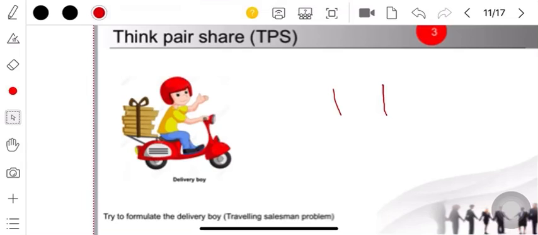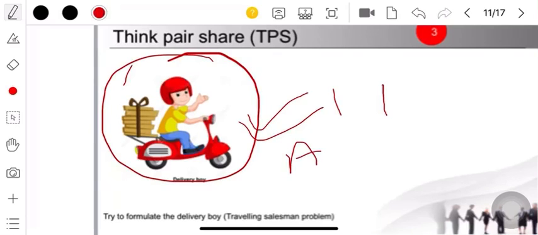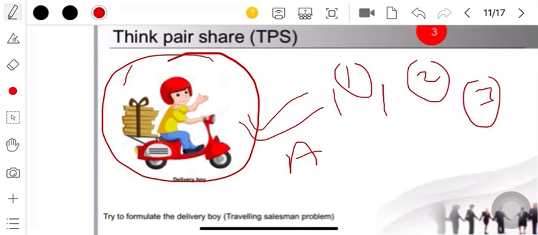So a very practical application of the linear programming problem is the traveling salesman problem. As you have come across the traveling salesman problem, suppose there is a delivery boy. He has to supply three kinds of packets to different destinations, and he has to return. He has to start from point A, and he has several destinations 1, 2, 3, 4, right?